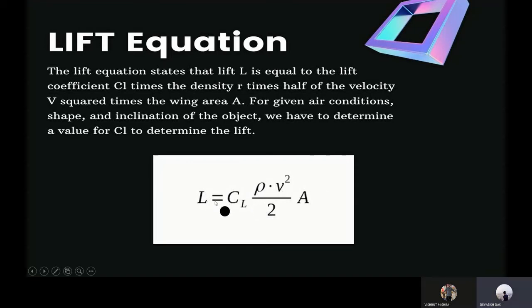Here L is the lift force, CL is called the coefficient of lift, rho is the density of fluid, V is the velocity, A is the wing area. Okay. So what is CL? CL is called the coefficient of lift, which depends on the Reynolds number and the aerofoil shape.